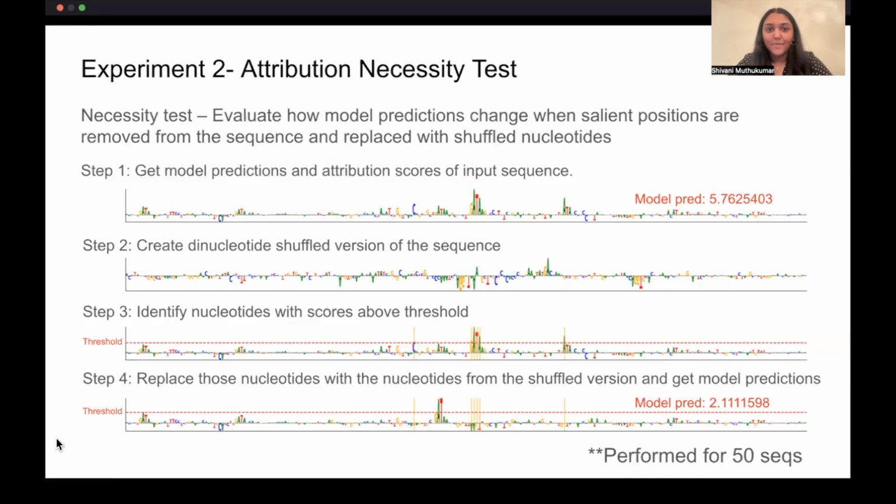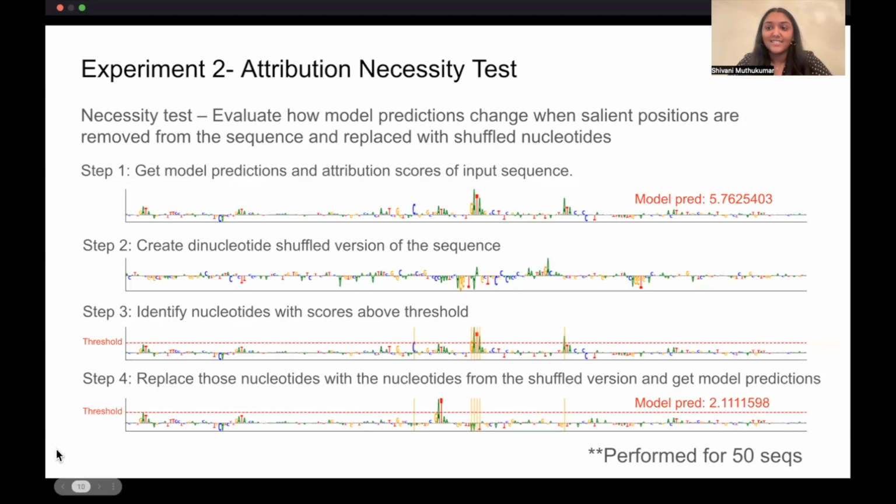The second test that I developed is the necessity test. For this one, I wanted to evaluate how the model predictions change when the most important nucleotides are removed from the sequence and replaced with shuffled nucleotides. Basically, the way this test works is any nucleotides with attribution scores above a given threshold will be removed from the sequence and replaced with nucleotides from the shuffled version of the sequence.